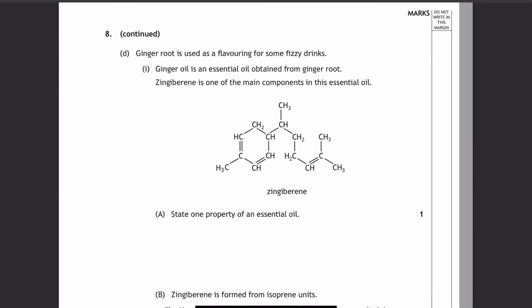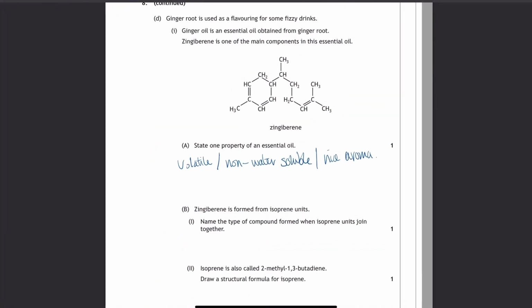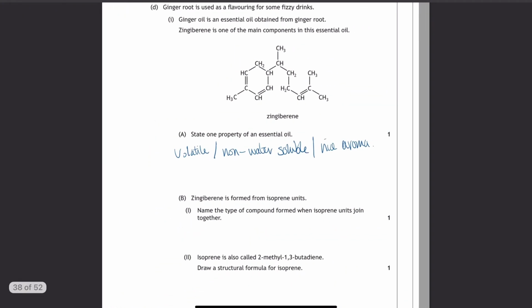Properties of essential oils: you could say it's volatile, which means it evaporates easily. That's why we can smell them and they have aromas. Or you could say it's non-water soluble, because it's non-polar. It's made up of isoprene units. And you could say that it has a smell, a sweet smell or a nice smell, or a nice aroma, if that's what you would like to use. Then name the compound formed when isoprene units join together. So that's terpenes, or just a terpene.